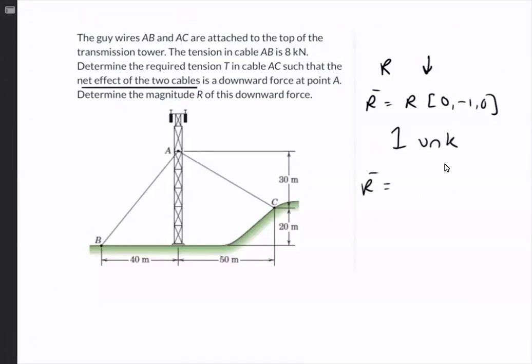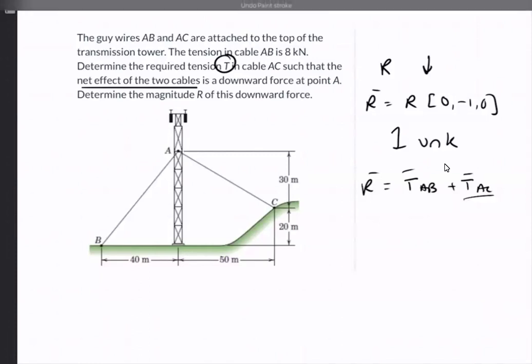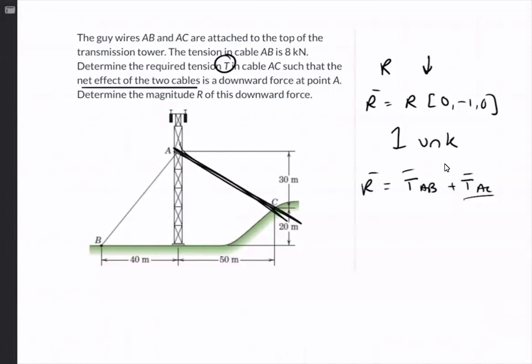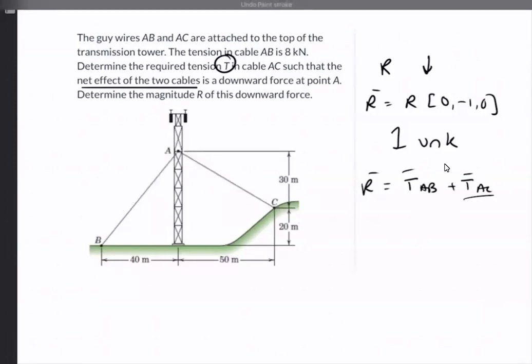But in this net equation, T_AB plus T_AC, there are x and y components, so we can actually deal with a second unknown. In this problem, the tension T of AC is unknown. The magnitude of AC is unknown, but we do know that the direction of these forces, the tension in the cables, are going along the cables.